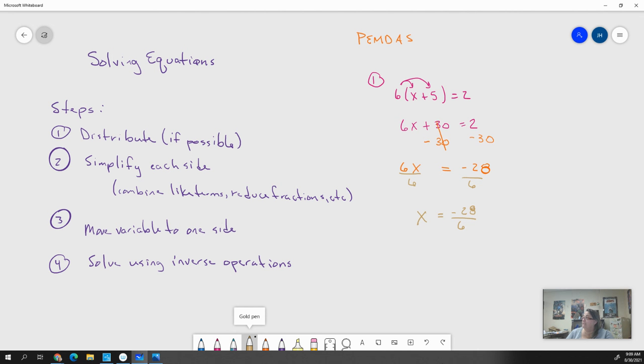And I'm not a super stickler for reducing fractions, but when it comes to having an even number on top of an even number, it's sort of a pet peeve of mine. You can at least divide each of them by 2 and see what you get. 28 divided by 2 is 14. 6 divided by 2 is 3. And that is a legit solution.